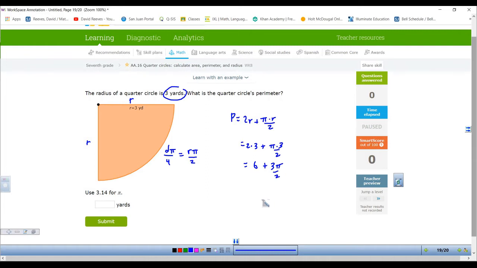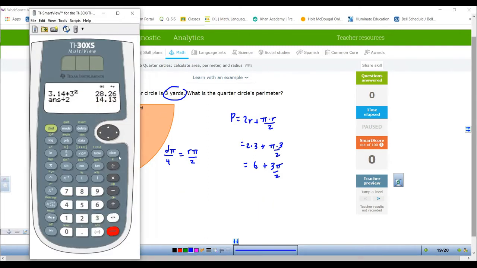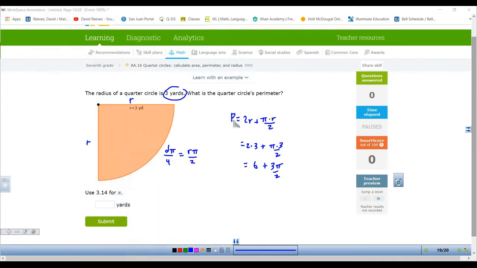And at this point, I'm going to go ahead and pull up my calculator. I actually have it open this time, and we're going to go 6 plus 3 times. Now remember, for pi, we're using 3.14. You're probably getting really tired of hearing me say that. 3.14 for pi divided by 2, right? So 6 plus 3 times pi divided by 2. And the great thing about a scientific calculator is it knows order of operations, so it's going to do everything in the correct order, and it gives me 10.71.